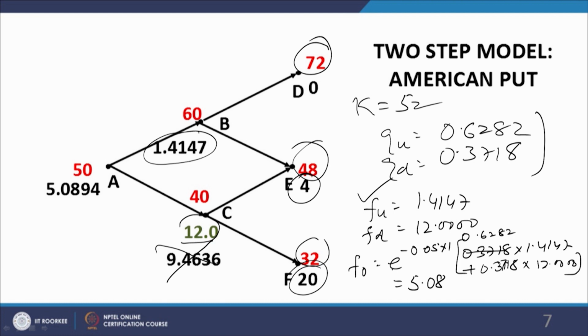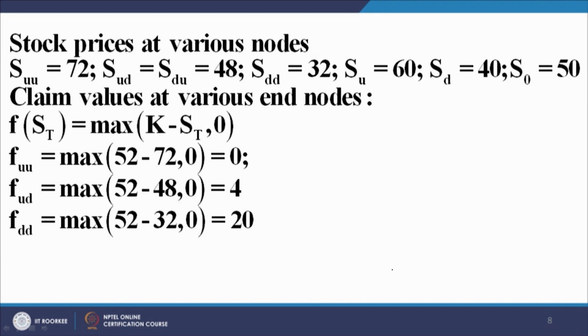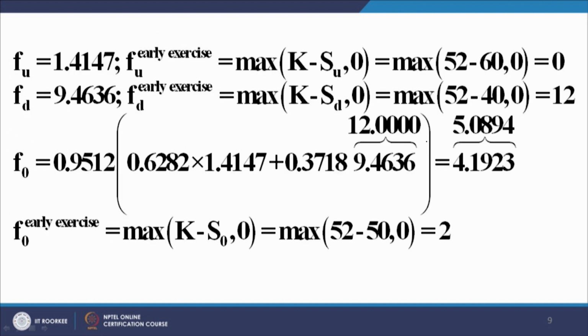Now, please note this change in value. In the case of the European option, the value was 4.19. Here we are arriving at a value of 5.08. So, this is the working. These are the stock values at the various nodes, and these are the claim values at the terminal nodes. This is the working backwards, as you can see here.